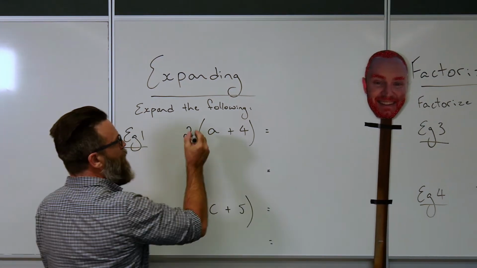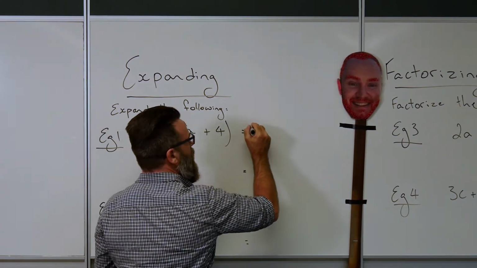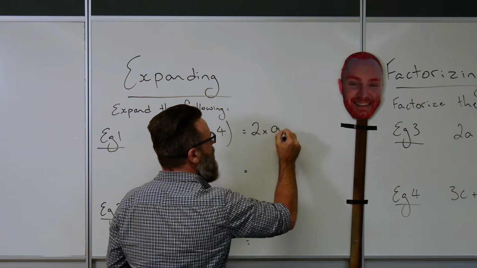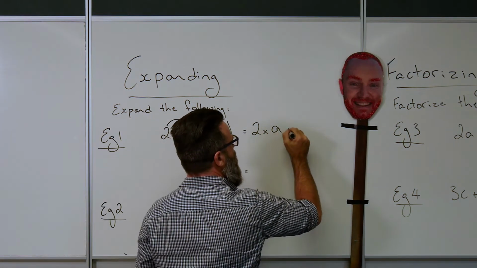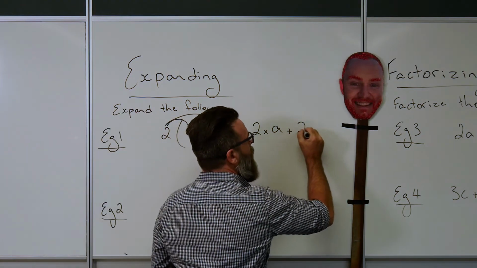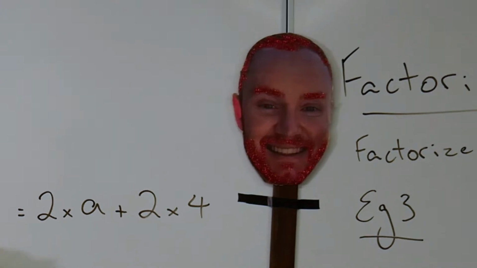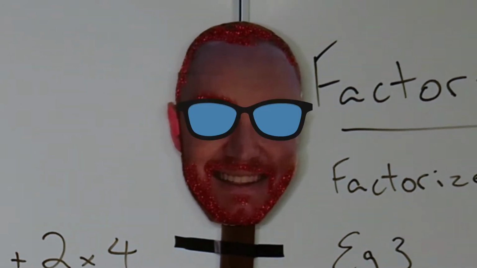I like to draw a little visual reminder. So the 2 gets multiplied by the A first. So over here I'm going to write 2 times A plus, then I'm going to multiply the 2 times the 4, and I'll write that in there exactly like that. And look at Mr. Savage, he's very, very happy about that. 2 times A plus 2 times 4.